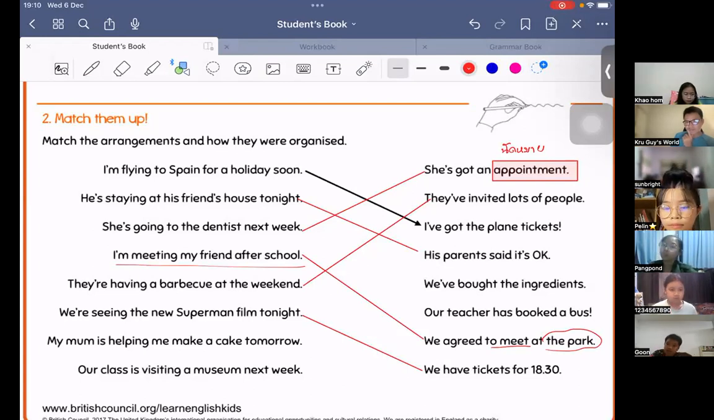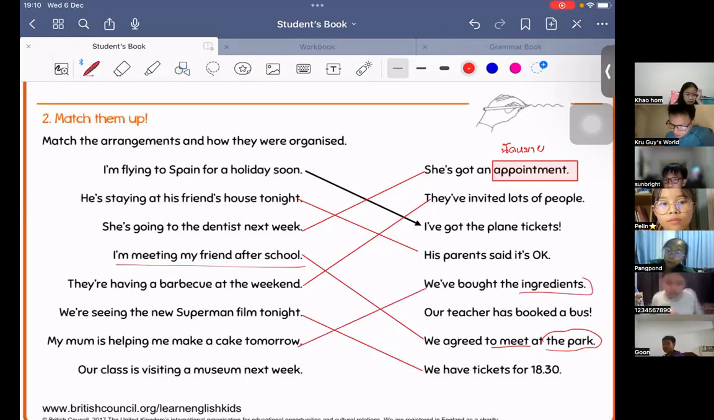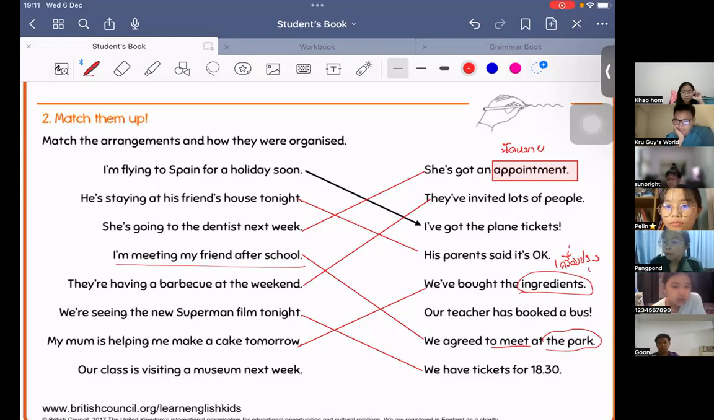My mom is helping me make a cake tomorrow. We bought the ingredient. What is it in Thai? Like, what do you need to make a cake? Like ingredient things. And the last one, Fofa. Our class is visiting a museum next week. Our teacher has book about.